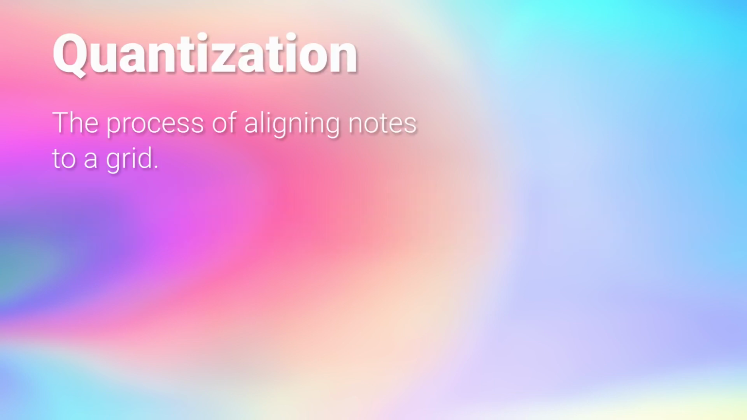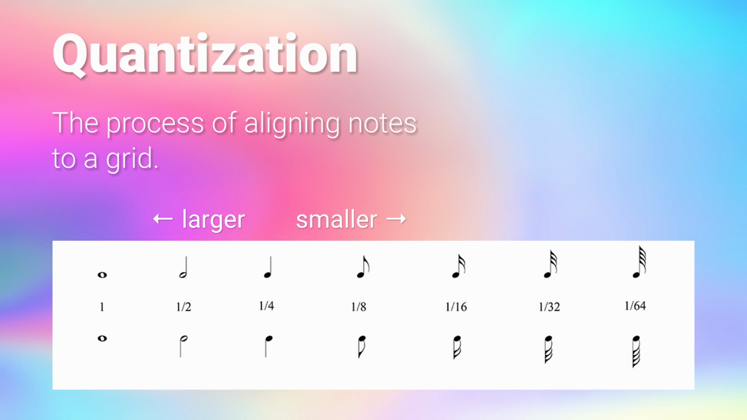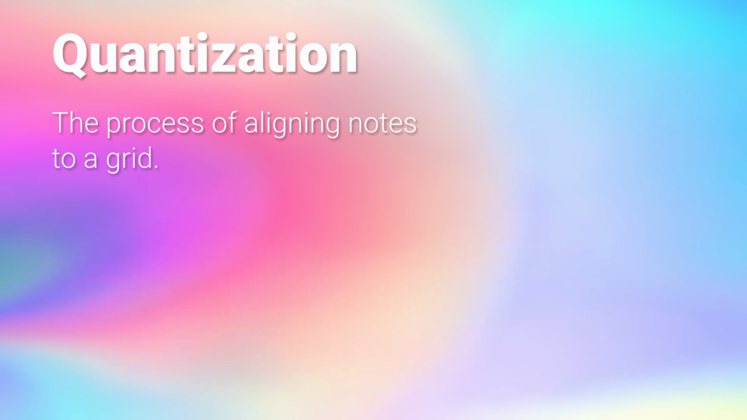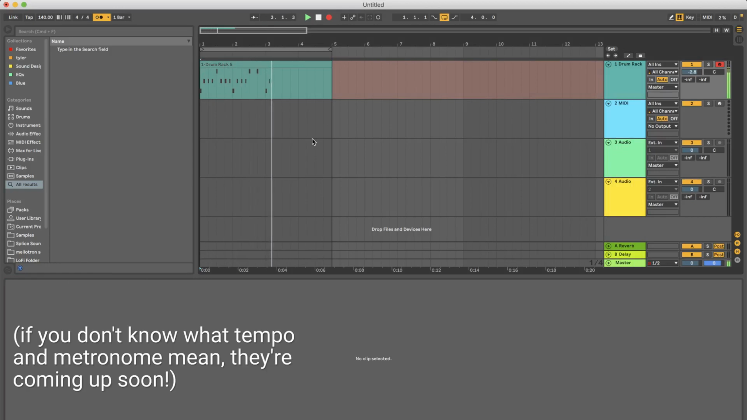Quantization is just the process of aligning notes to a grid. Most Western music is in the time signature of 4/4, meaning that there are 4 beats per measure, and these beats can be made smaller or stretched out. Quantization means that if I play a drum rhythm, I can quantize them and lock them into the grid so that they're now more on time.